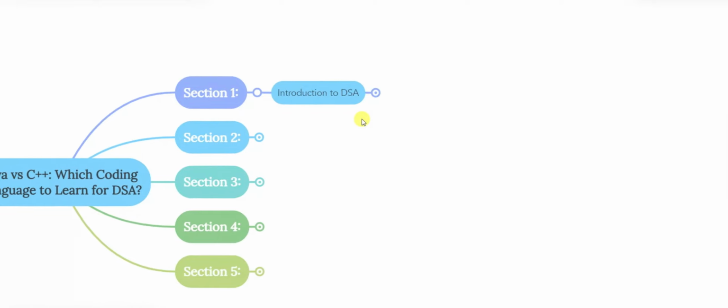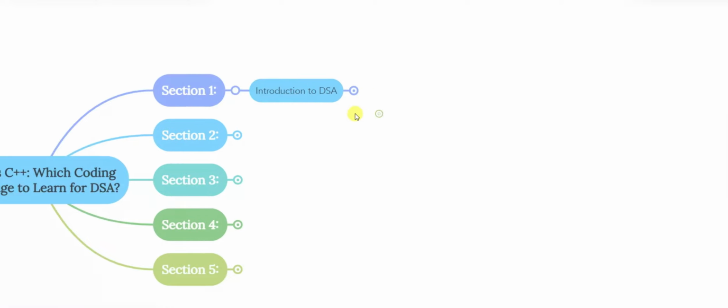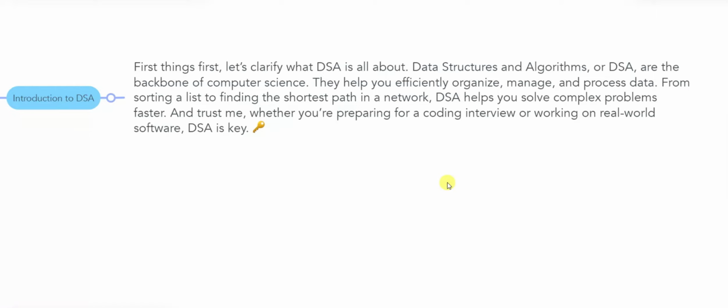Section 1. Introduction to Data Structures and Algorithms, DSA. First things first, let's clarify what DSA is all about. Data structures and algorithms, or DSA, are the backbone of computer science. They help you efficiently organize, manage, and process data. From sorting a list to finding the shortest path in a network, DSA helps you solve complex problems faster. And trust me, whether you're preparing for a coding interview or working on real-world software, DSA is key.